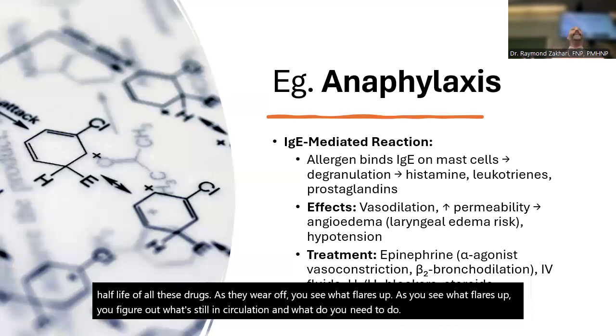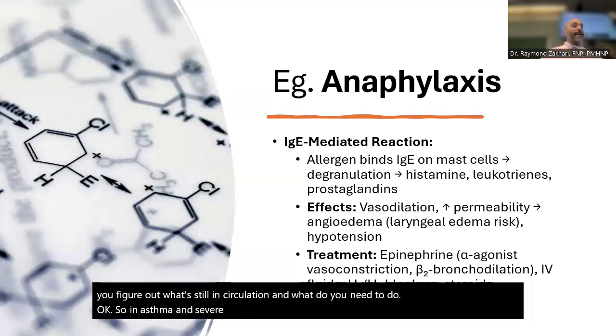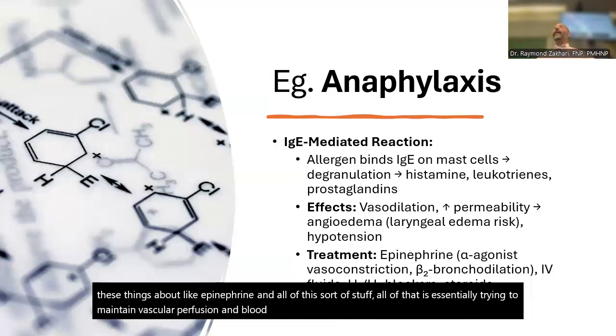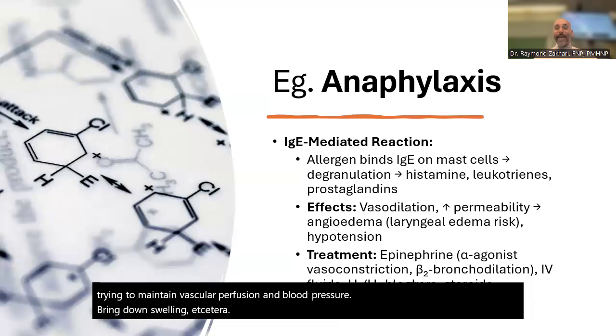Okay. So in asthma and severe anaphylaxis, it's not abnormal to give those things. And of course, things like epinephrine and all of this sort of stuff, all of that is essentially trying to maintain perfusion and blood pressure, so bring down swelling, etc. Time is of the essence when you're trying to restore perfusion.